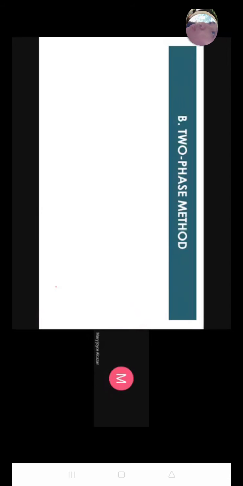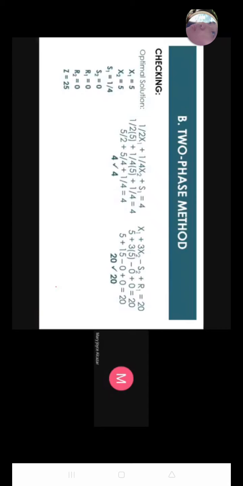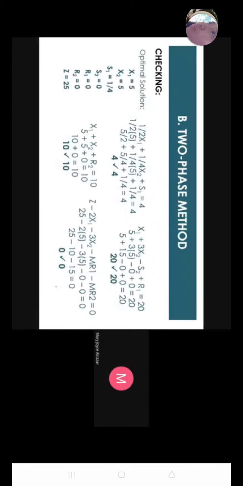Then you can do the checking. So it's just the same. You need to substitute all the values and see if the resulting values of the equations are the same. So that is the two-phase method.